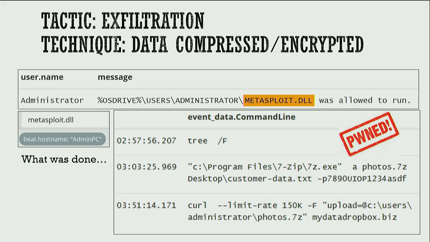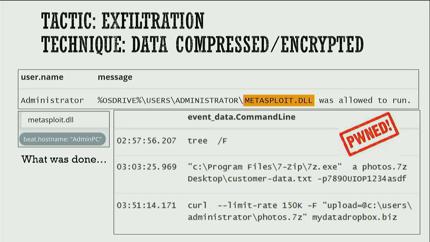This easily exposes what was done. Then finally, with the curl, they limited the rate that it was being exported. So now we're going to fly under the radar and make sure it never goes under 150K. And they're uploading it to mydatadropbox.biz. That would be something we could pick up with all of our DNS enrichment that we talked about all week.